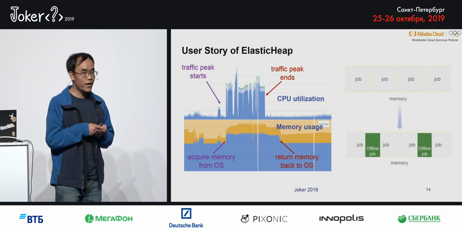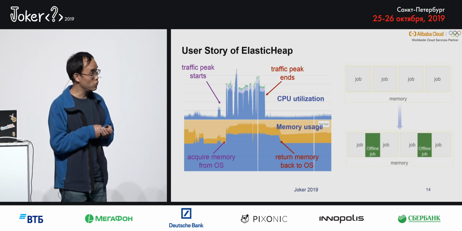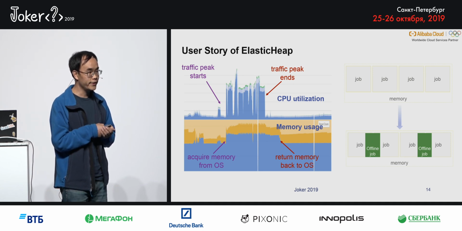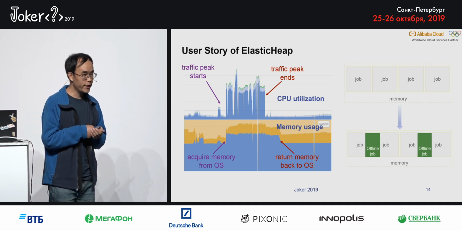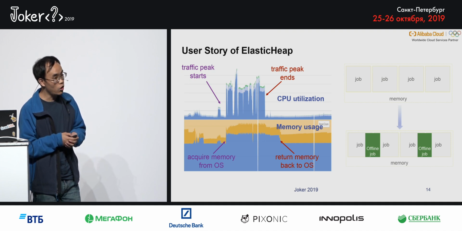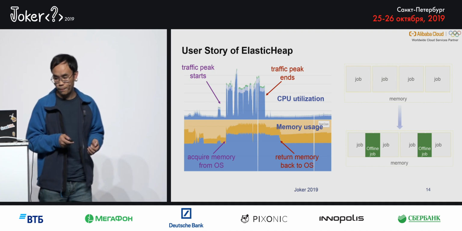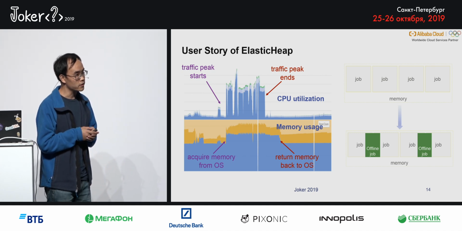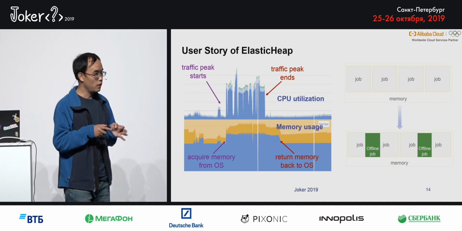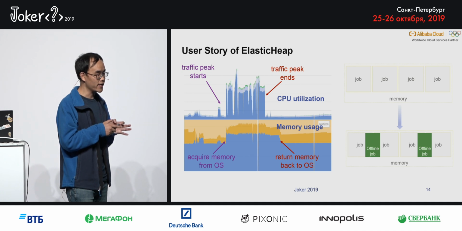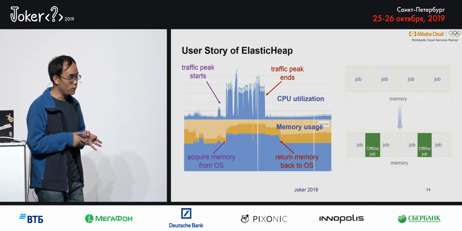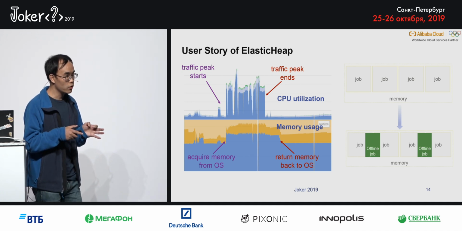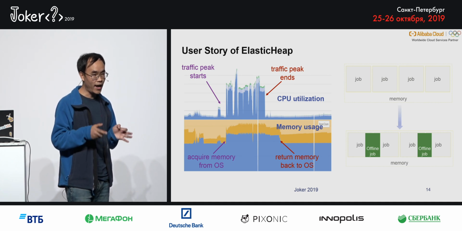So when the memory has been released to the OS, the scheduling system in our production will kick off these 2 offline jobs. So this is a very important thing: by using Elastic Heap, we have essentially a very good way to improve resource efficiency in the cloud.